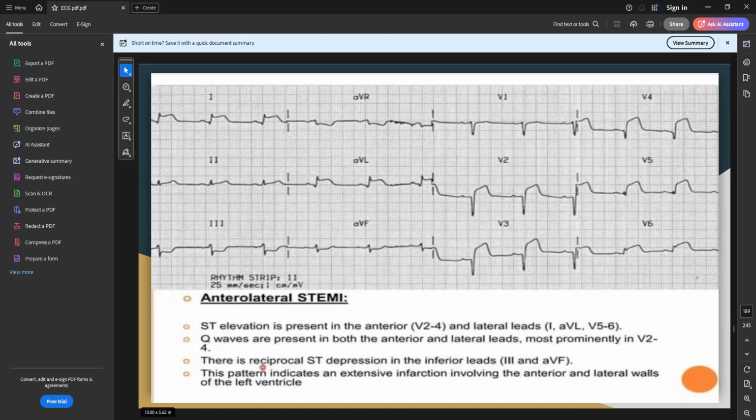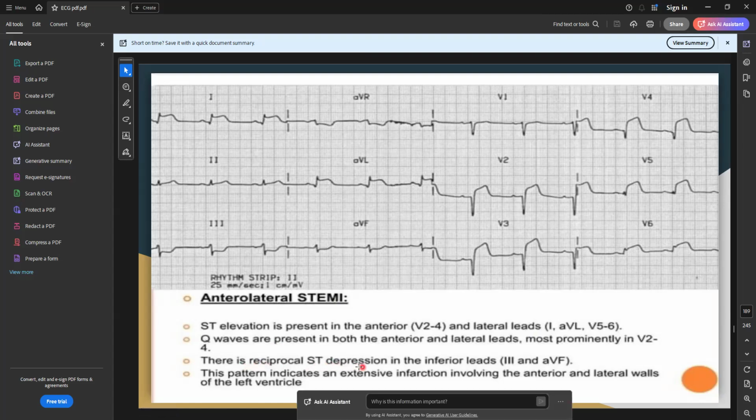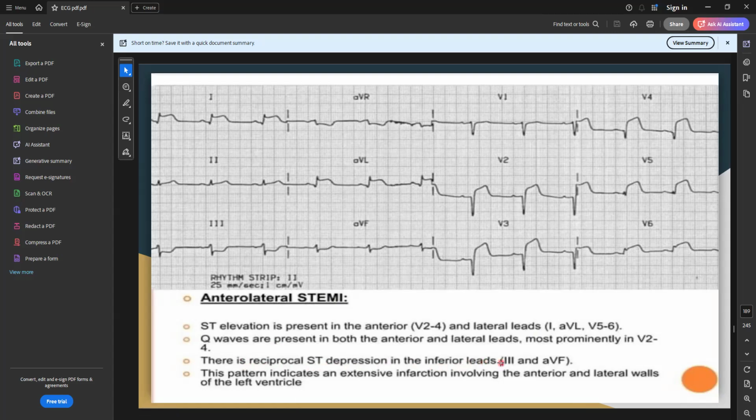At the same time, there will be a reciprocal ST depression in the inferior leads. Inferior leads are identified as lead 3 and AVF. You can see the ST depression here, in AVF. And here you can see the ST depression. ST elevation in lead 1, AVL, V5, V6, V2, V3 and V4 constitutes the interpretation: anterolateral STEMI.